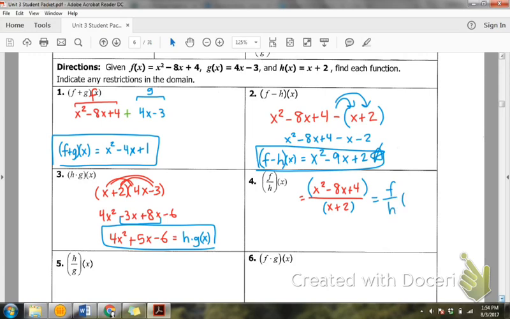F over h of x. That's why we wrote up at the top, division is mostly just as is. So we will just write it out and leave it. Yep, that's it.